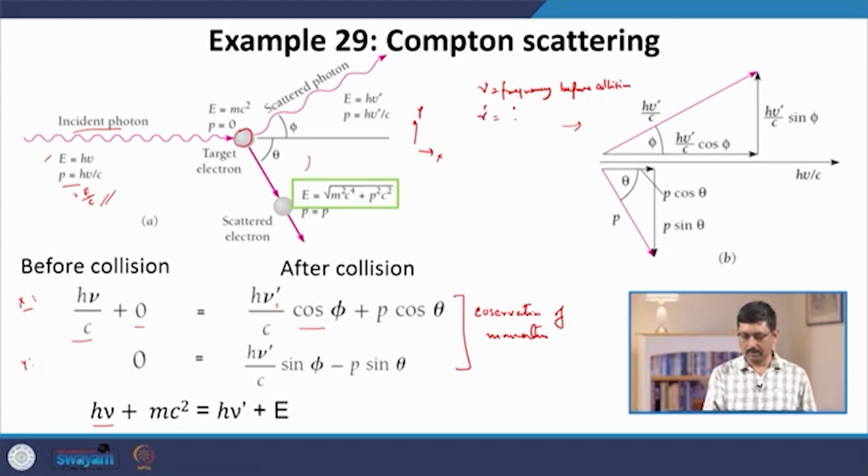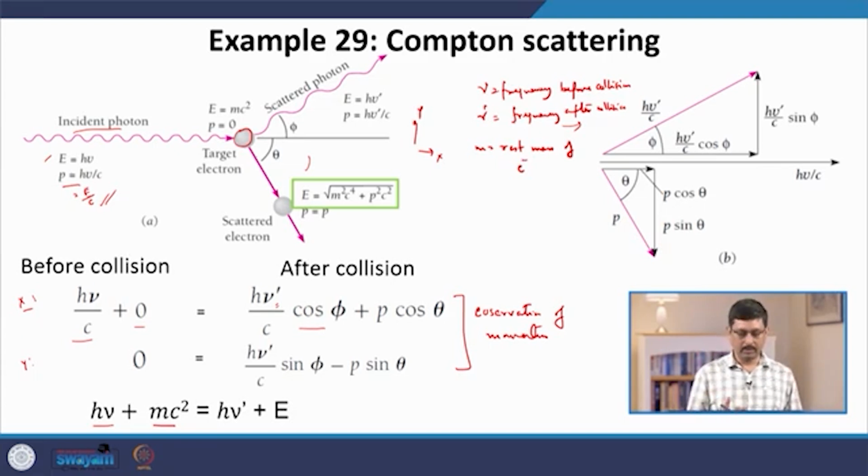Nu prime is the frequency after collision. Now, the electron is at rest, but here is the relativistic formula that still it has some energy which is given by E is equal to mc square, where m is the rest mass of the electron. In the relativistic concept, the mass is a function of velocity, speed. We cannot go into detail, so you just have to assume that this is the relativistic expression for energy.